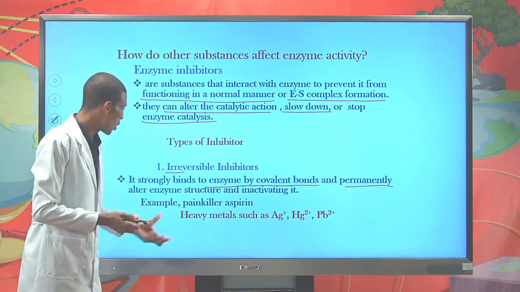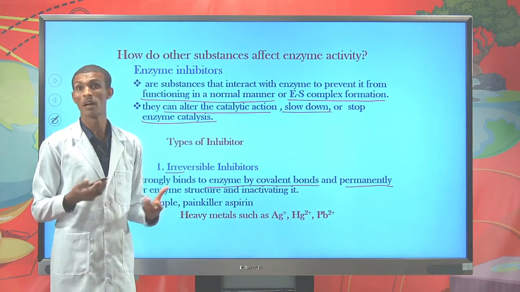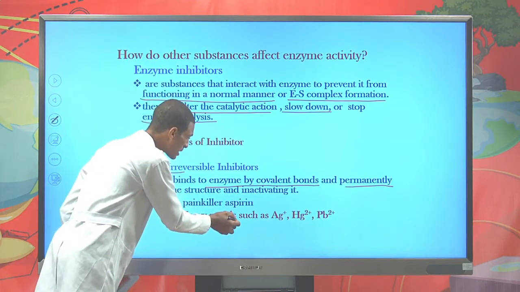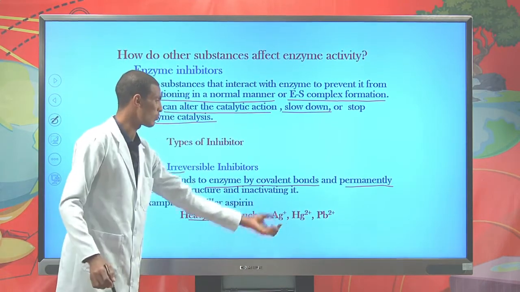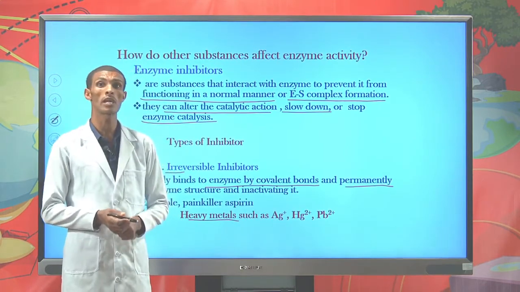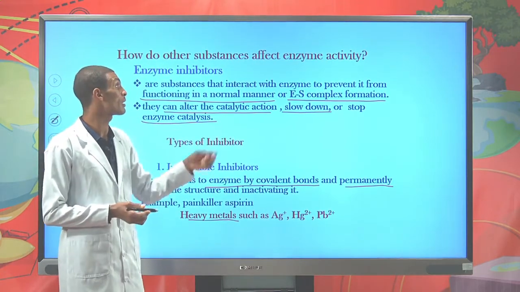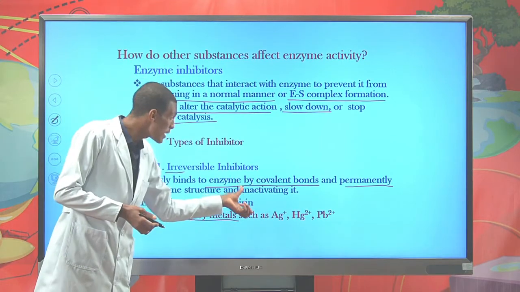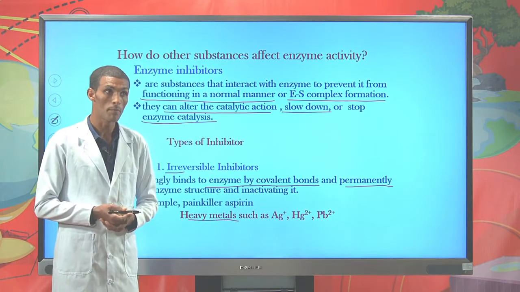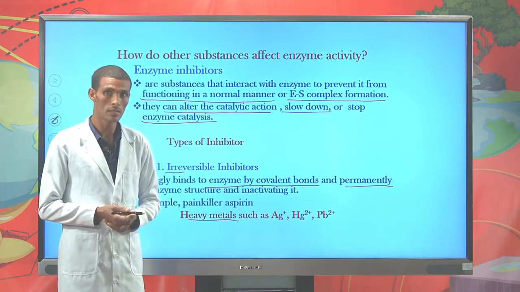For example, the painkiller aspirin binds to an enzyme at its active site, and heavy metals like silver, mercury, and lead bind to an enzyme, so that the enzyme cannot perform in a normal manner. And it is impossible to detach the inhibitor from the enzyme. Because of this, we say this kind of inhibitor is irreversible.